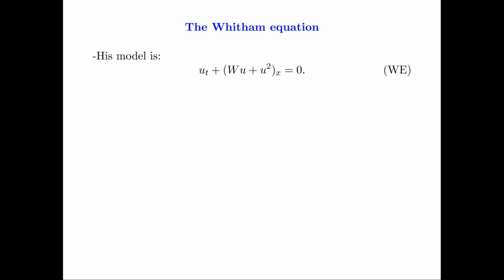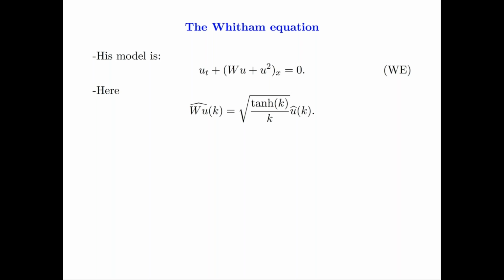So here's his model. Let's look at it very closely. Here the unknown is u, and that's standing in for the elevation of the surface of the water at some position x at some time t. So this is a 1D interface here. And then it's u_t plus Wu_x plus (u^2)_x equals 0. So what is everything here? Probably the most important thing here is understanding what W is.